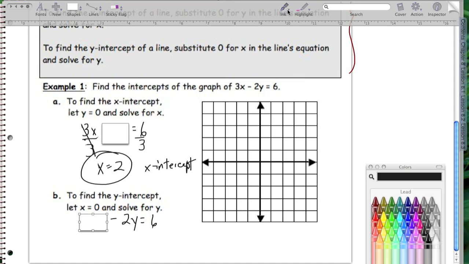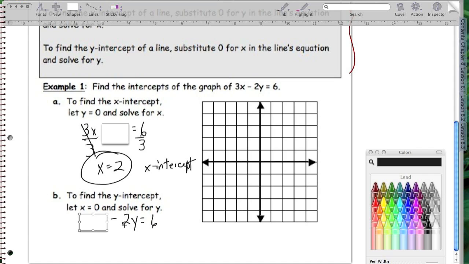So now I have a new equation: negative 2y equals 6. Divide by negative 2, divide by negative 2, y equals negative 3. That's my y-intercept. I can plot both of these points. X is at 2, and y is at negative 3. Connect them, a little straighter than what I just did there, and you have your graph.